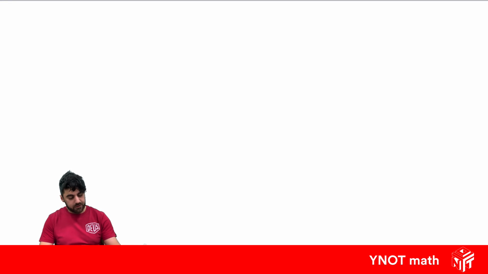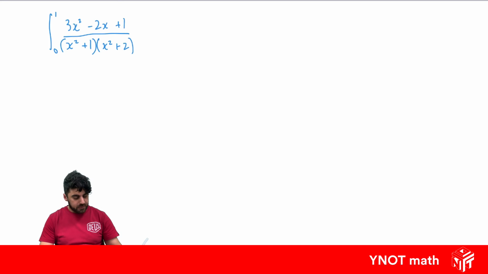So have a look at another example. We have the integral from 0 to 1 of 3x squared minus 2x plus 1 all over x squared plus 1 times x squared plus 2. So again, we want to consider that fraction so we can decompose it into its partial fractions.